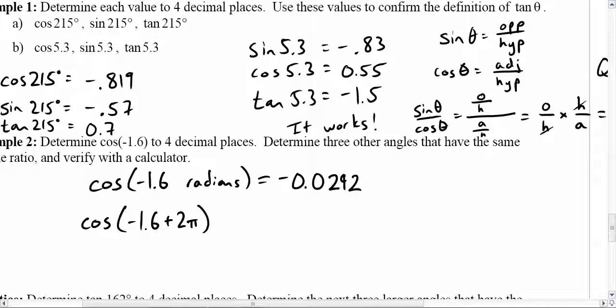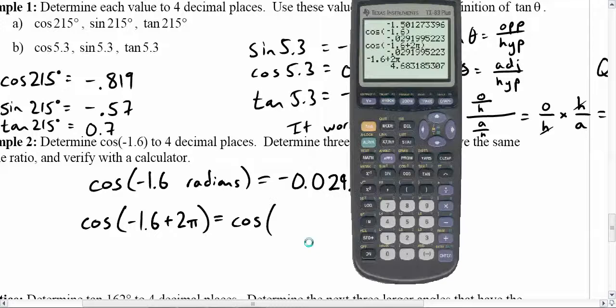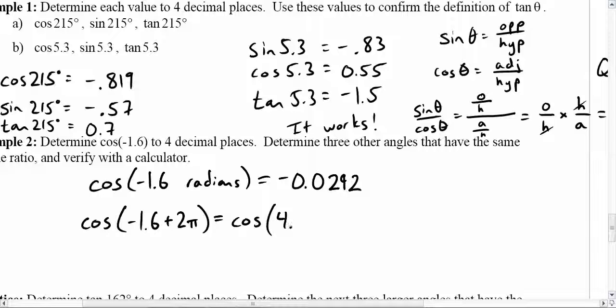Okay, so adding 2 pi to the angle gives you a coterminal angle. So if I take cosine of 4.68, I also get the same answer, negative 0.0292. Because those are both in the same quadrant, they have the same terminal arm.